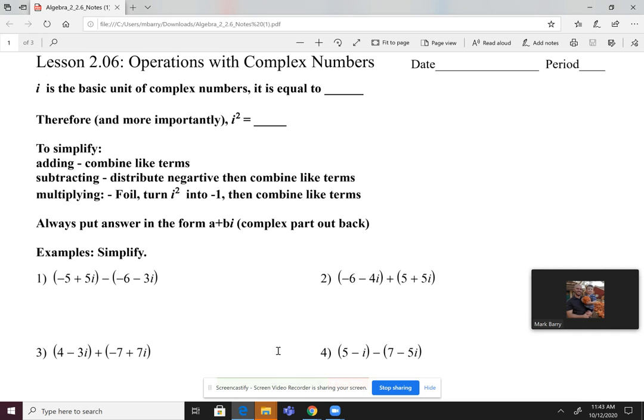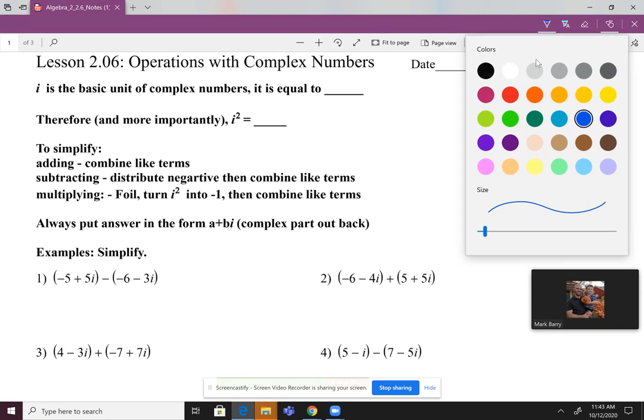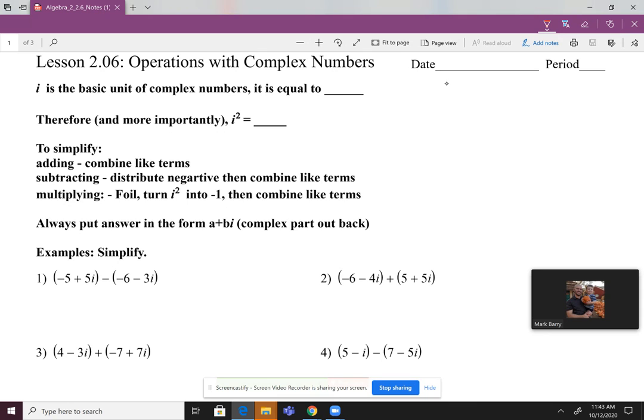Okay, so i is equal to the square root of negative 1. The square root of negative 1. Now, you've been told your whole math life that you cannot take the square root of a negative number, correct?